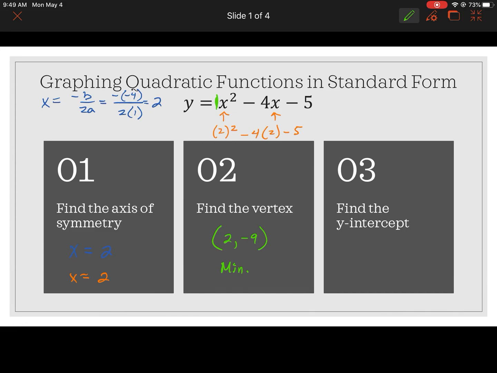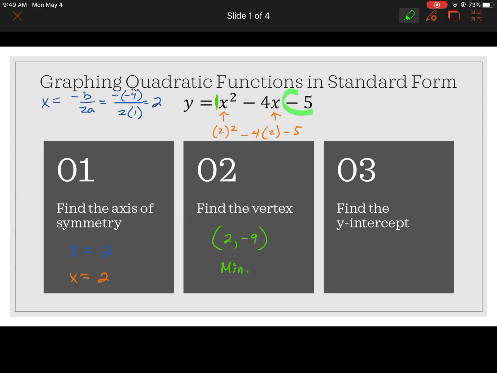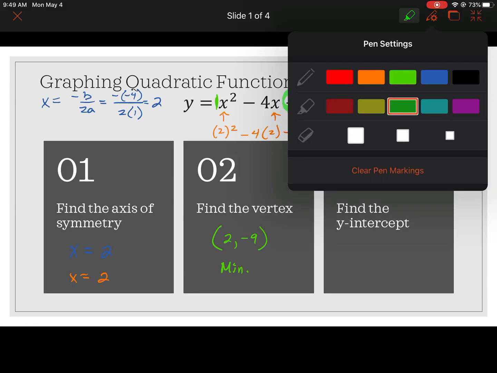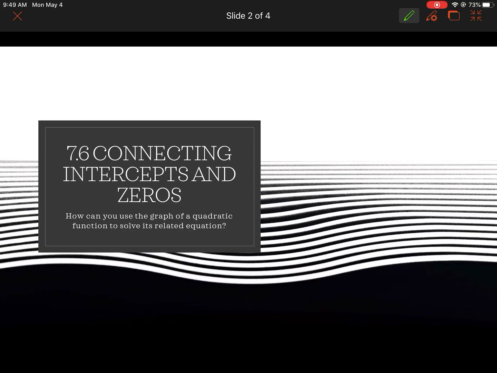And the y-intercept is probably the easiest one because you guys know that it's always going to be when the x is 0. So if we substitute 0 for x, we get negative 5, which is just the constant. So my y-intercept is 0 comma negative 5. Okay, nice and easy. All right, so let's talk about some of the most important points on a graph, especially when we deal with real life scenarios.